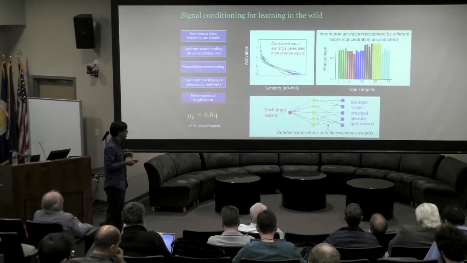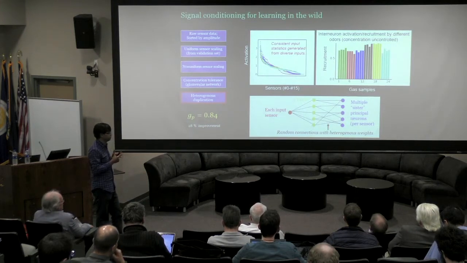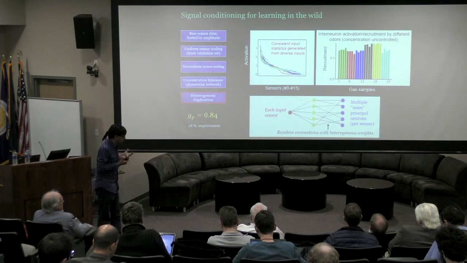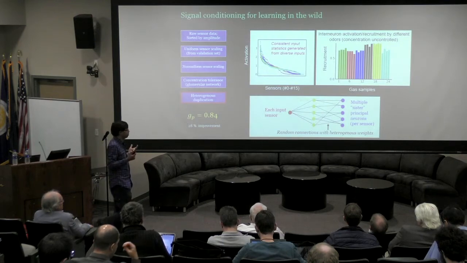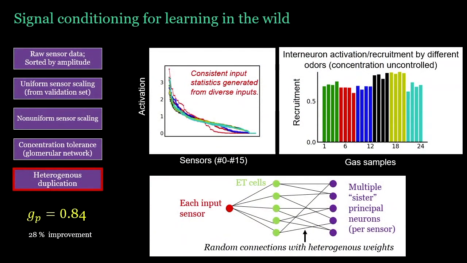Now, what we did here is again inspired from biology. Each of the sensors in the olfactory bulb, which can be the receptors, projects to multiple ET cells. So we took 5 of them. It can be different. And these ET cells randomly project to multiple mitral cells. We call them system mitral cells with heterogeneous weights. And there is no learning here.